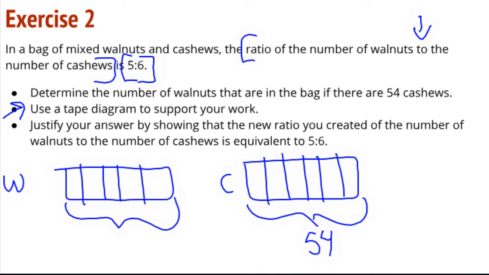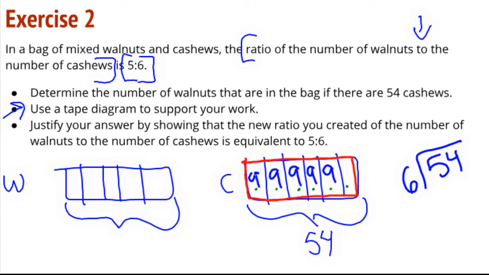Now, by drawing a tape diagram, I am able to see some things that are happening. I know that the total number of the cashews, all of this together, is 54. But I also know that it has been divided into 6 different parts. So that tells me 54 divided by 6. I've got 54 total, and I'm going to divide it by 6, and I'm going to find out that each part, each unit in the cashews is a 9.